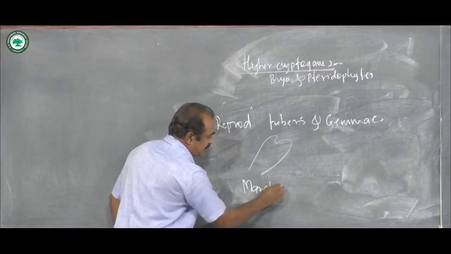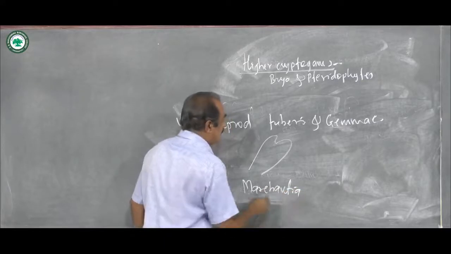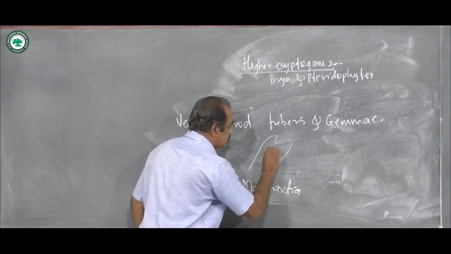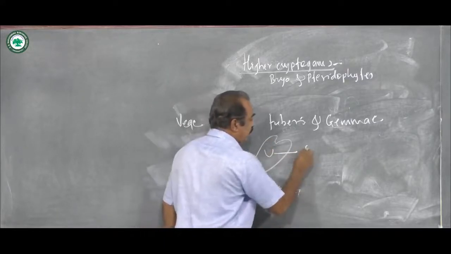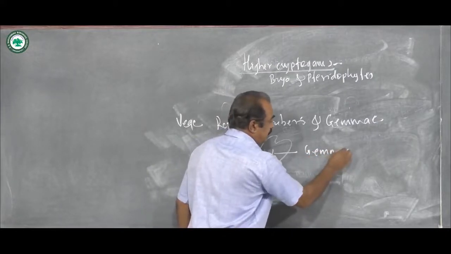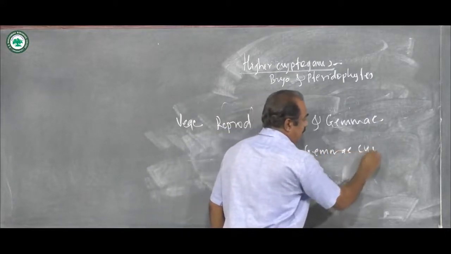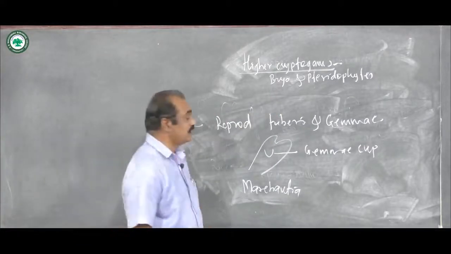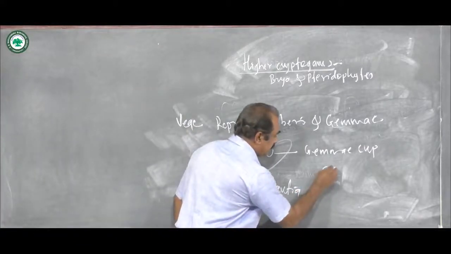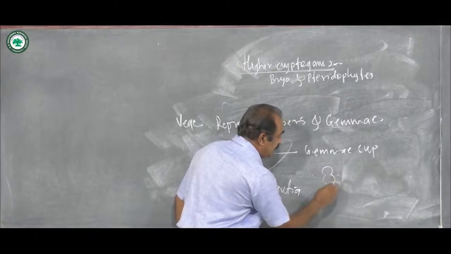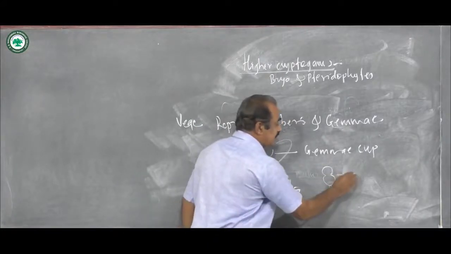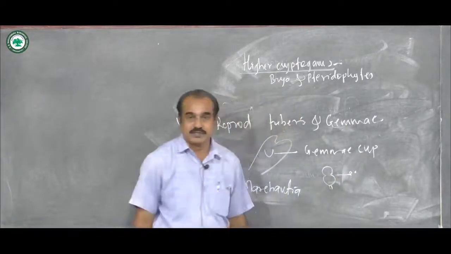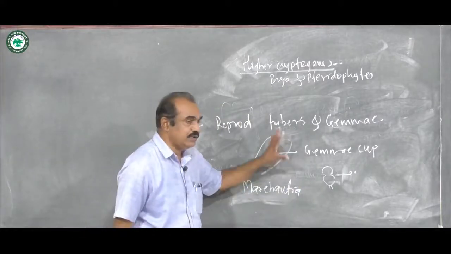This is the Marchantia thallus, and they develop the vegetative reproductive structures. They are cup-shaped, so they are called the gemma cup. And in this gemma cup, there are some dumbbell-shaped structures which are called the gemmae. The gemmae are like this. They have a shorter stalk, and this structure can germinate into a new thallus. For example, it is found in the Marchantia.